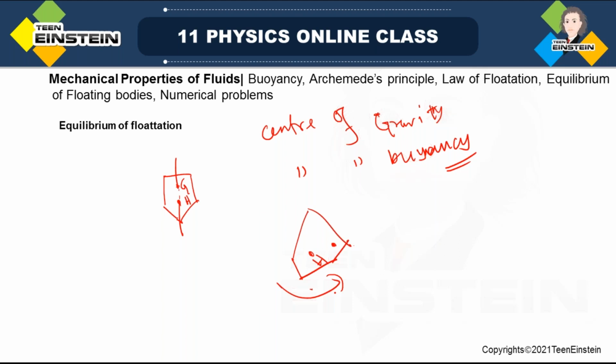So equilibrium of flotation is understood by a few things, like when your center of gravity and center of buoyancy are in the same line, then that object will float, and its existence will be stable. Okay, that is called stable equilibrium also. And if you displace an object from stable equilibrium, it will not be disturbed very easily.